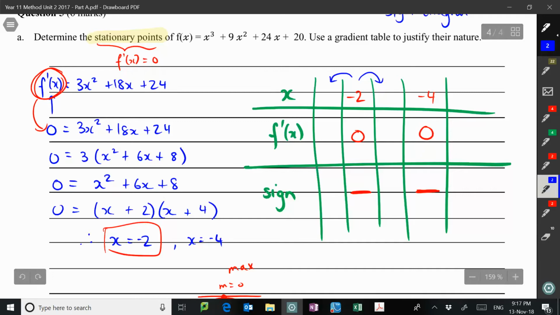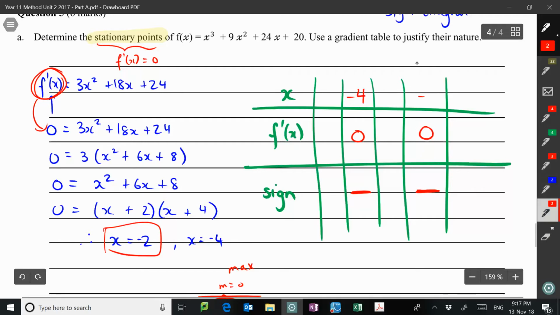So let's pick a number. I would probably pick -3 just to make it easier. And between... Actually, no. Wait. I'm confused now. I've got the numbers in the other direction. I like it in order, okay? You might not care, but I do.